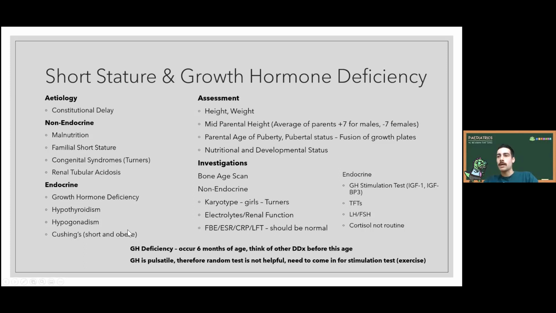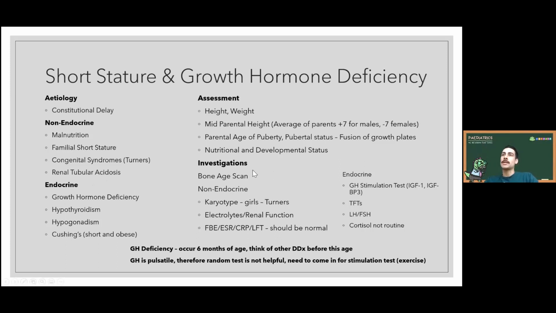What's important to remember is in growth hormone deficiency, this usually occurs at 6 months of age. So if you've got short stature before that, then you're thinking more hypothyroidism or hypogonadism type pictures. And also growth hormone is pulsatile. So doing a random growth hormone test throughout the day isn't a very good indication of whether they've got high or low growth hormone. So you've got to do a stimulation test, like get them to exercise and then measure if their growth hormone increases or decreases over that.